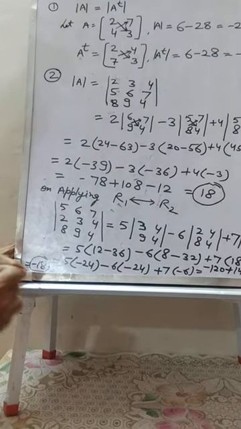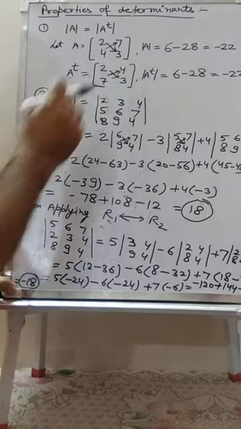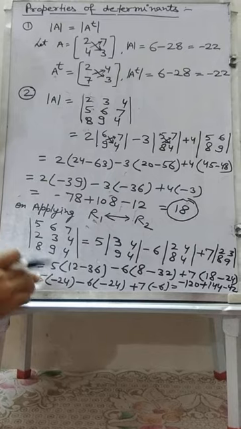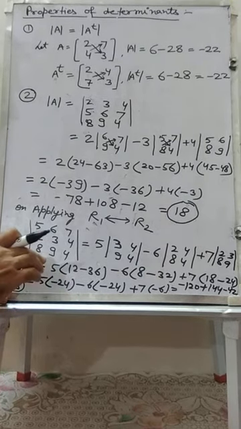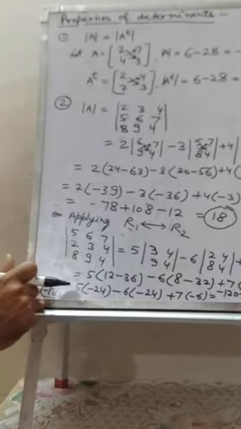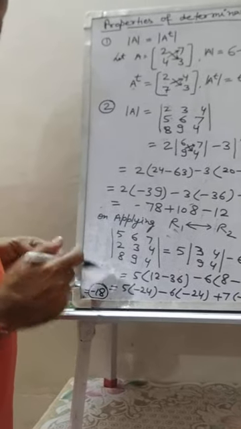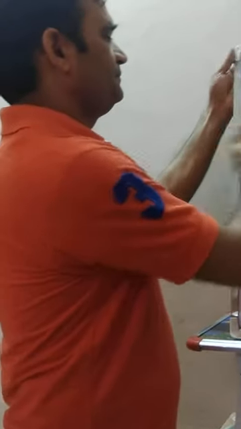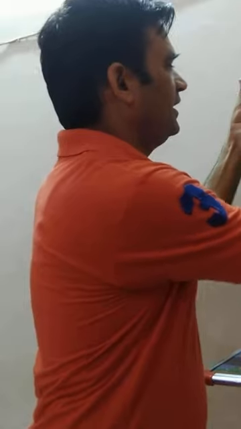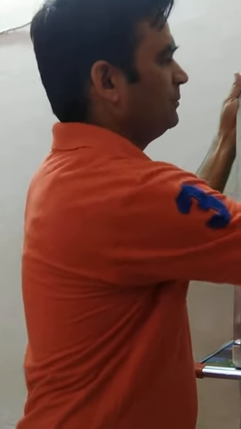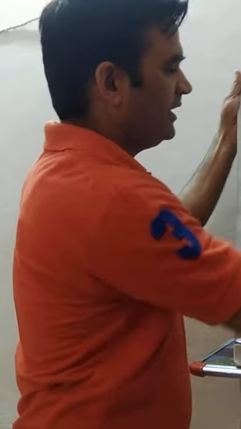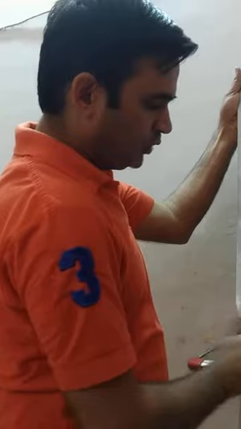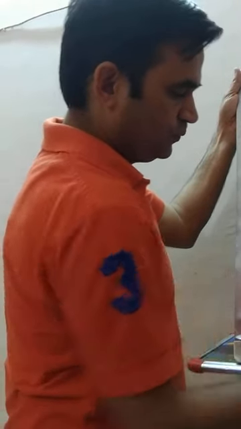So what is the second property? The second property says that if we interchange any two rows or any two columns, then the value of the determinant changes with a negative sign. Then the third property. The third property says that if any two rows or columns of a determinant are identical, then the value of the determinant is 0.